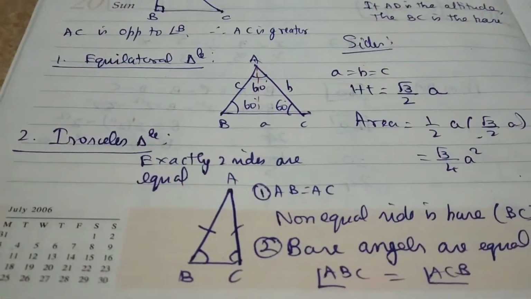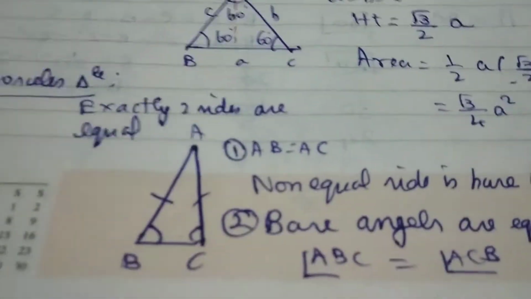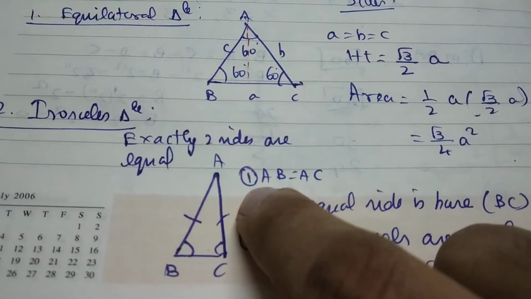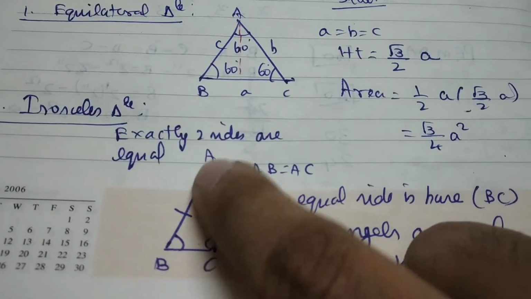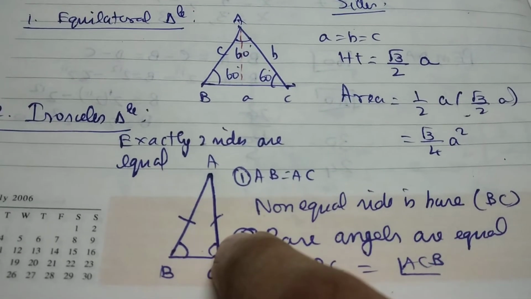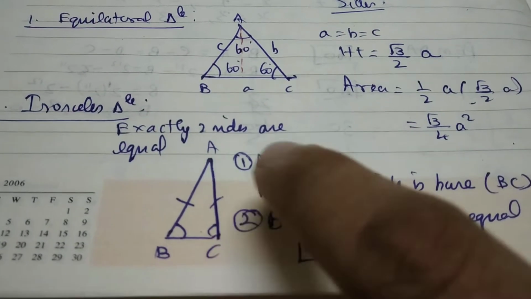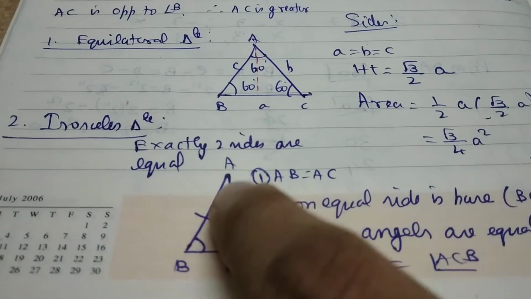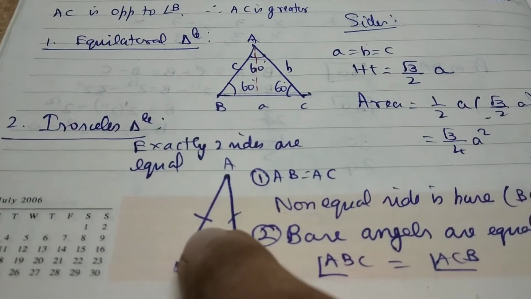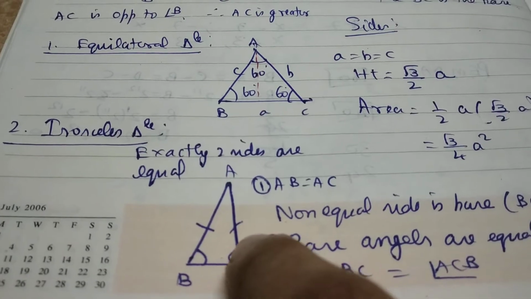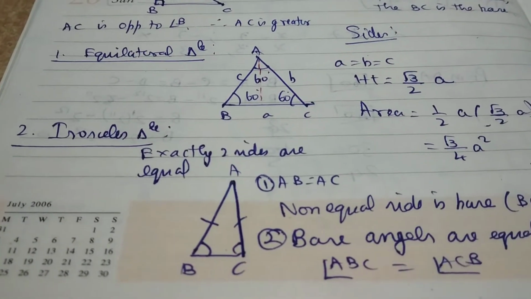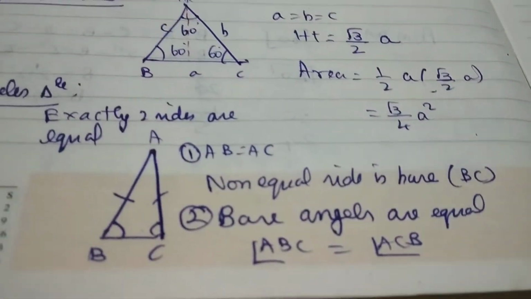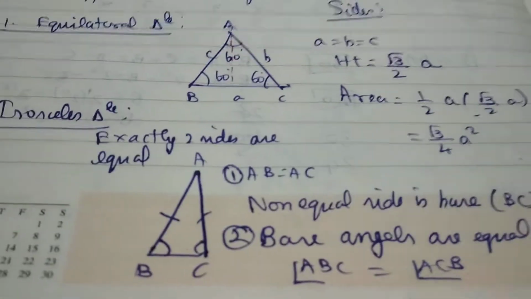Now let us come to the isosceles triangle. In an isosceles triangle, exactly two sides of a triangle are equal. Then it is proved to be an isosceles triangle. If AB is equal to AC, then it is an isosceles triangle. And also we have the angle. Exactly two angles will be equal. So in an isosceles triangle, we have two sides equal and two angles are equal. Okay, then it is called an isosceles triangle.